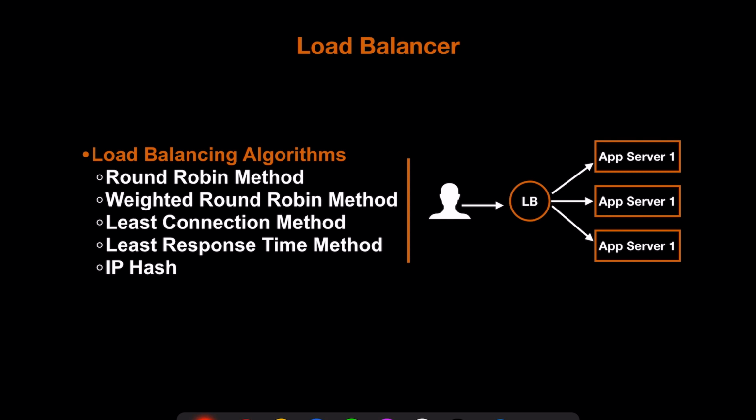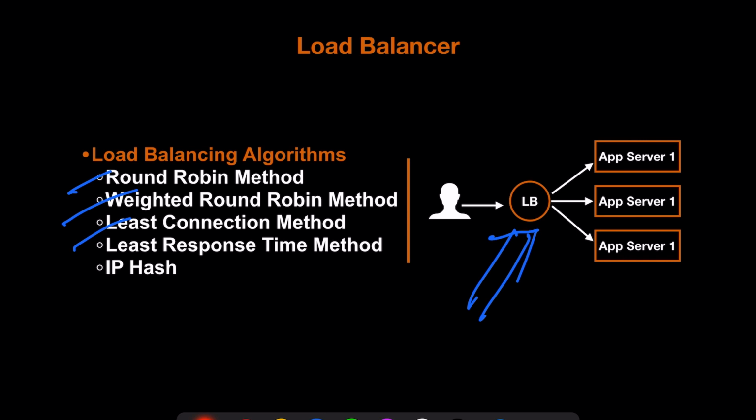Then we have the load balancer. When we add multiple servers, we need a mechanism to distribute the load or incoming traffic among all the servers, right? That's why we place a load balancer in front of our servers. When we add a load balancer, we also need to think about load balancing algorithms. We have different algorithms like round robin, weighted round robin. We also have the least connection method. That means whichever server has the lowest number of connections, the next request will go to that server.